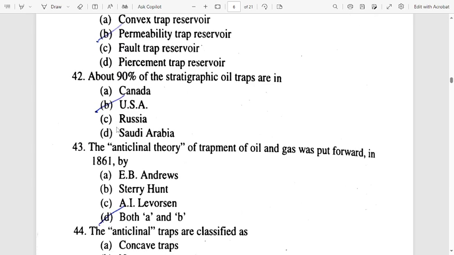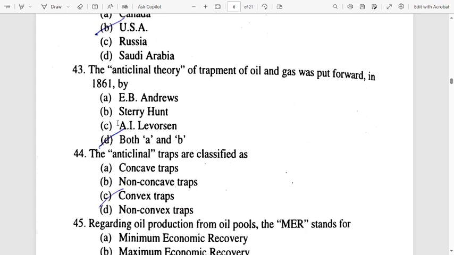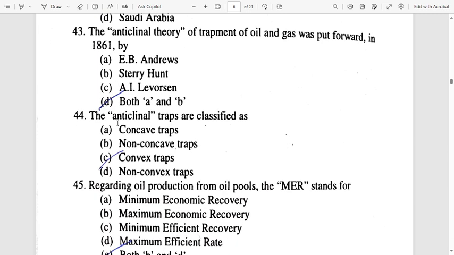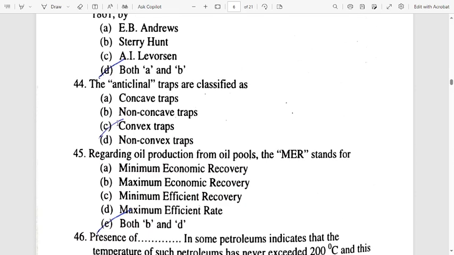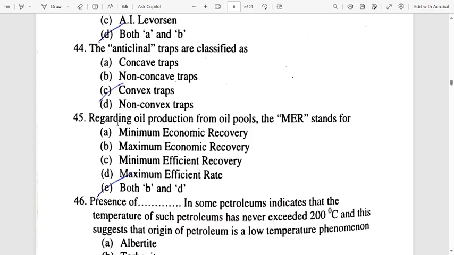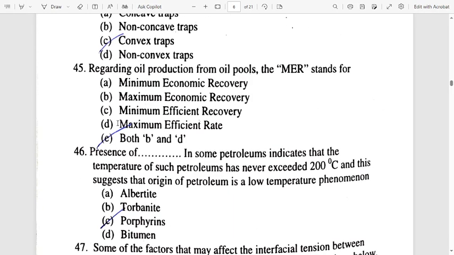The anticlinal theory of trapment of oil and gas was put forward in 1861 by both E.V. Andrews and Terry Hunt. The anticlinal traps are classified as convex traps. Regarding oil production from oil pools, the MER stands for maximum efficient rate. Presence of porphyrins in some petroleums indicates that the temperature of such petroleums has never exceeded 200 degrees centigrade, and this suggests the origin of petroleum is a low temperature phenomenon.